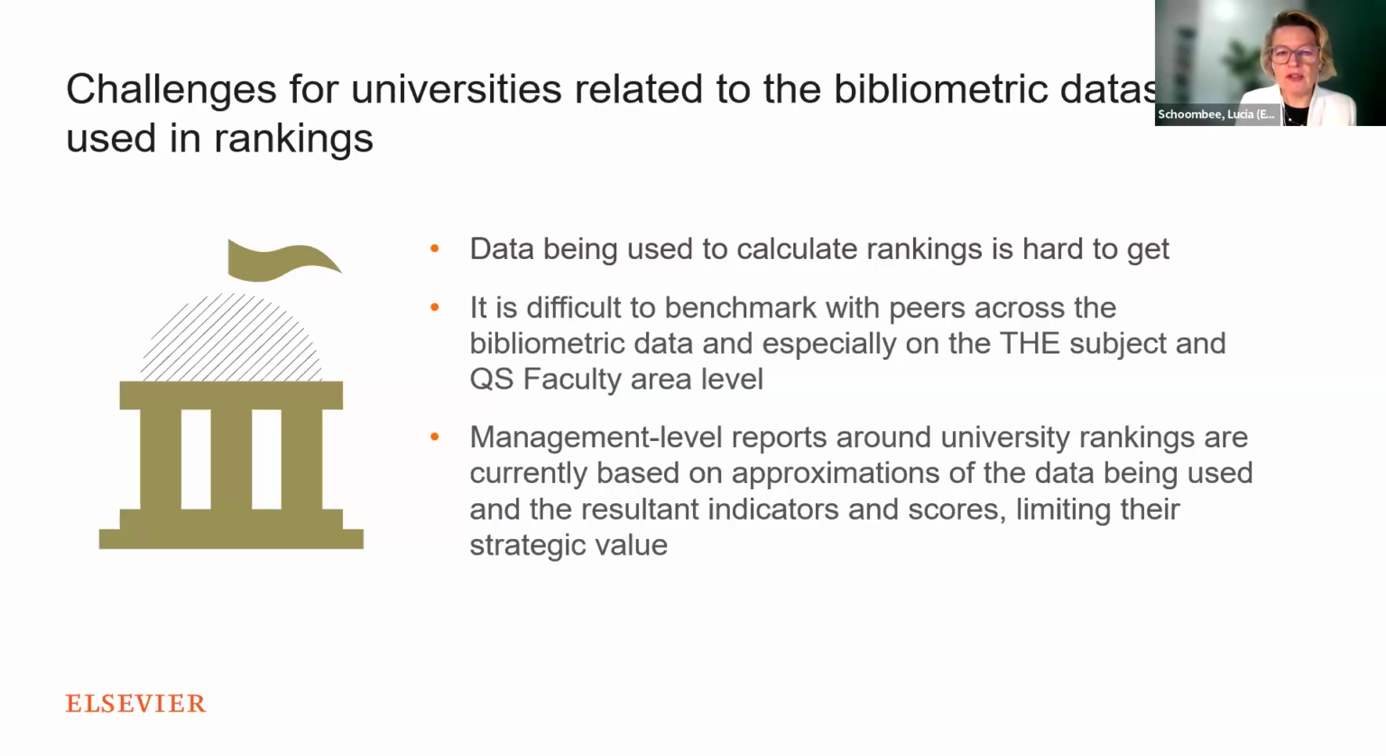And then it's also difficult to benchmark with peers on the bibliometric data, especially when you're looking at the subjects and the faculty, or for QS, they call it faculty areas. And then to create management level reports around university rankings is also very difficult, because institutions try to replicate the information, but that was very difficult to do because the methodology is not so transparent. Or the methodology is transparent, but not the data. So these are the reasons behind why we are making the data available within SciVal.